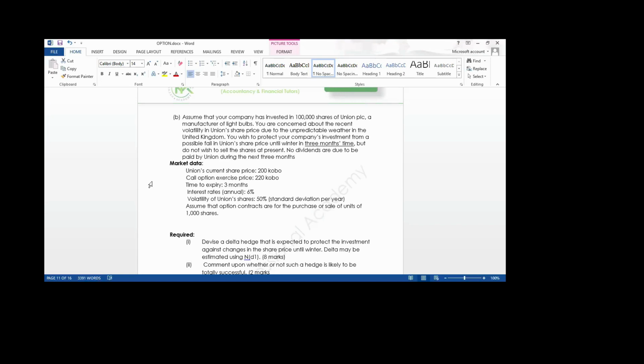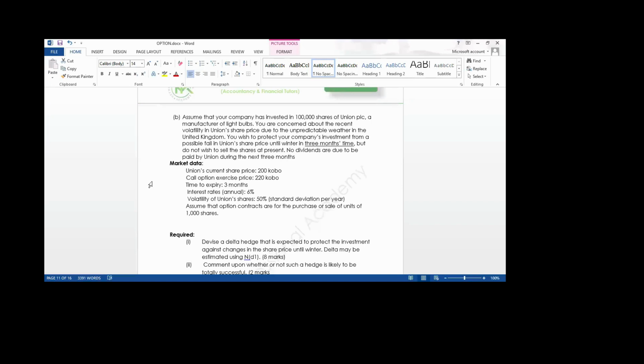Market data. Union current share price 200 kobo. Call option exercise price. That means this question is taking us to call. It's either you are dealing with call option or put option. Call option exercise price, that is the right to buy. The exercise price is 220. Time to expiry 3 months. Interest rate 6% annual. Volatility of Union shares 50%. Look at it. Examiner says in bracket standard deviation. Assume that option contracts are for purchase or sales of units of 1,000 shares.